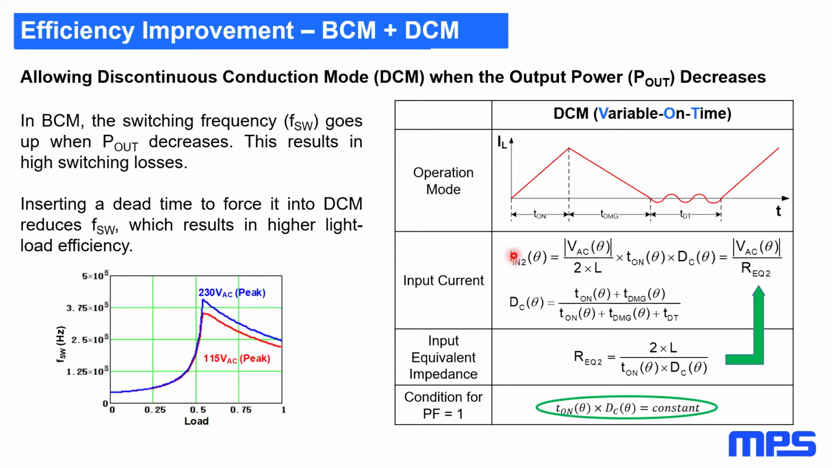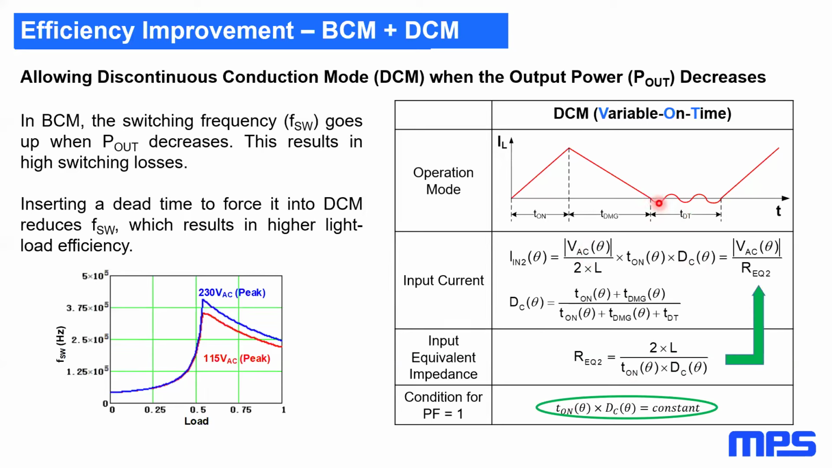If we now look at the expression of the current versus the input voltage, there's a new contribution here from this dead time. We can call it sort of a duty cycle of the dead time. And if we again look at this equivalent resistor, we now see that it's 2 times L over T on that we had before, but times this duty cycle. So if we want to keep the PF high, it's not T on that needs to be constant, it's T on times the duty cycle.